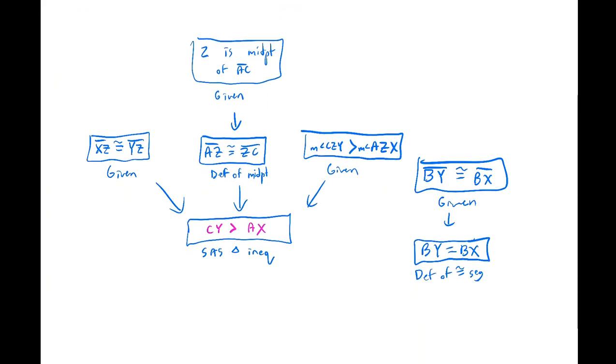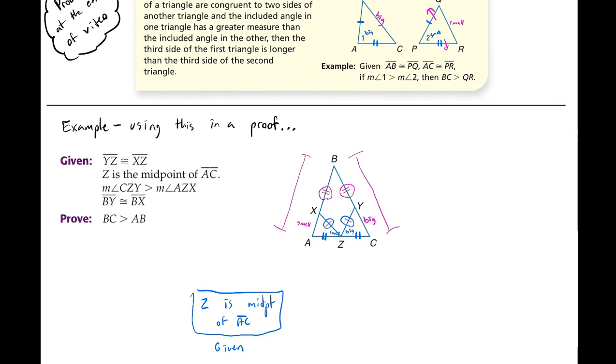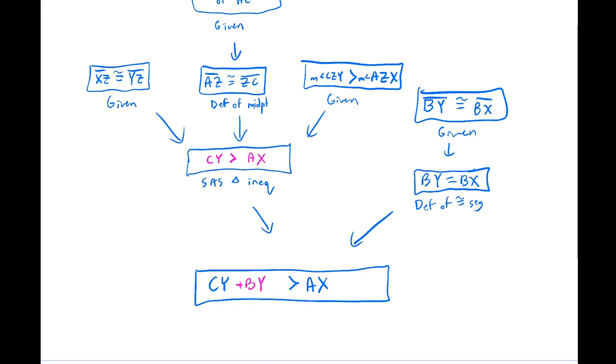Now look at what we can do. Since BY and BX are the same, we could add them together. Which one do I want to add to CY? I want to add BY on that side. So what I could do is start with CY is greater than AX. And then what I could do is add to it. I could add on one side the BY and on the other side the BX, right?